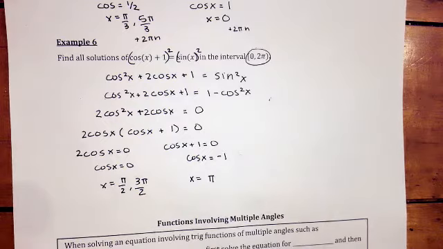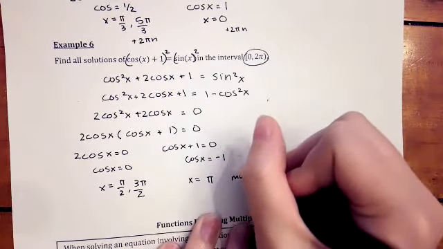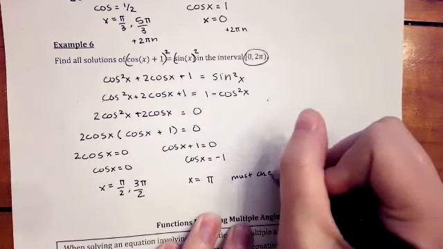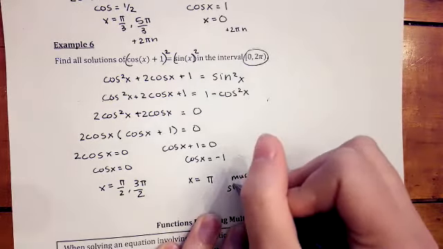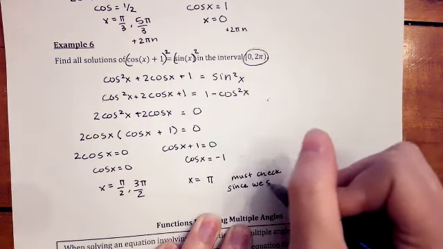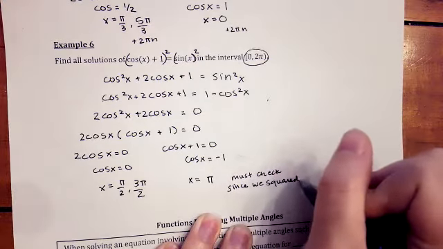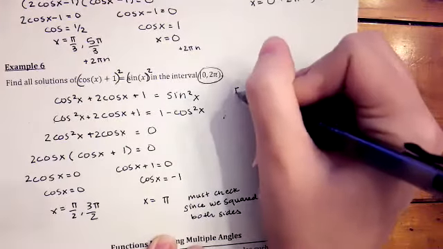So here are my 3 solutions that are inside the interval. We do need to check these, which we haven't done on previous problems, and it's because we squared both sides. Okay, so I do want to check that they work.